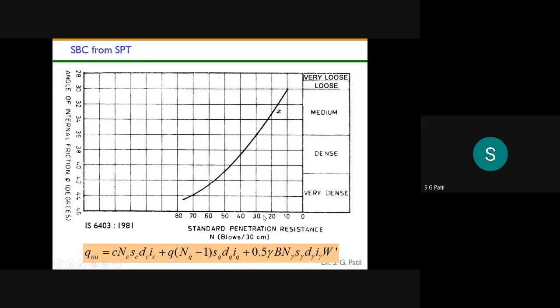After the corrections, suppose I got an N value of 30. Then what is my phi value? Phi will be 36 degree. Once I get that phi value, then for this 36 degree I should get Nc, Nq, and N gamma. And then if you refer IS 6403, there you will have formulas to calculate shape factor, depth factor, and inclination factors. Once you get all the values, just plug into this equation, and you will get the bearing capacity.